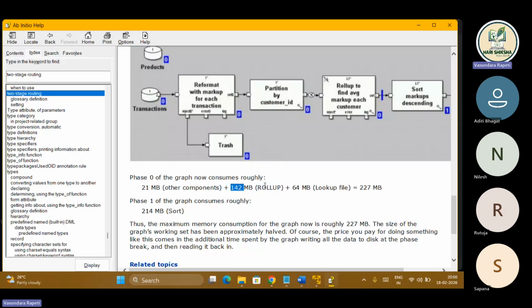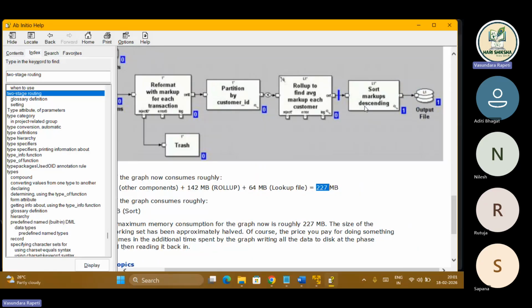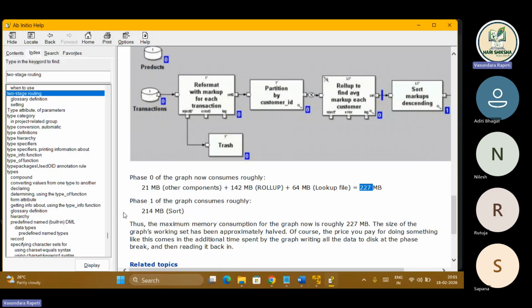How did rollup occupy 142 MB? We'll see that; the above calculation is there. Lookup is occupied, this size is 64 MB. It's occupied 64 MB. That's why the total is this. Then this max-core. So what is there with max-core? With max-core, it is occupying 214 MB.